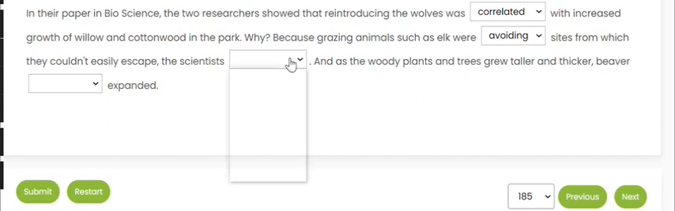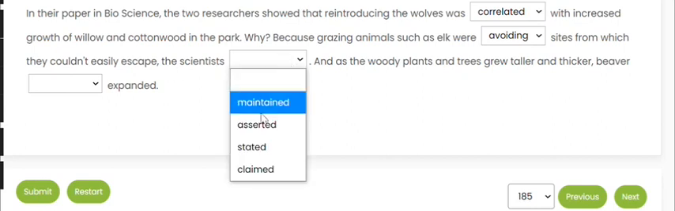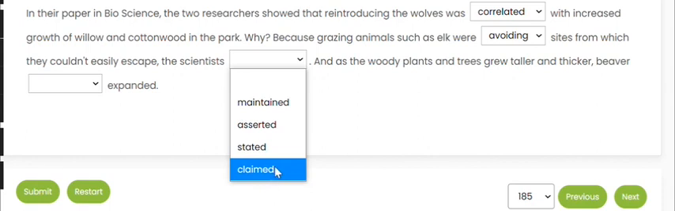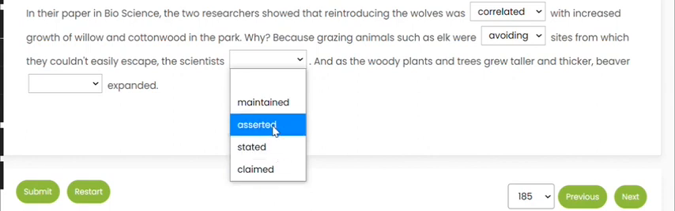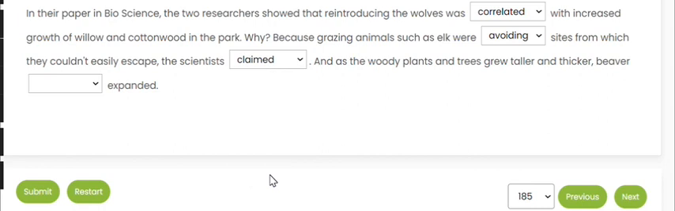The scientists dash. So scientists maintained this thing, asserted this thing, stated or claimed. So stated is just saying. Assertion is when you say something in a very confident and forceful way. And claimed is when you say something without having proof or evidence of that thing. So here they haven't talked about any proof that they have, so we'll say that they have claimed, according to whatever they have observed maybe, but we don't have any fixed proper evidence for that.